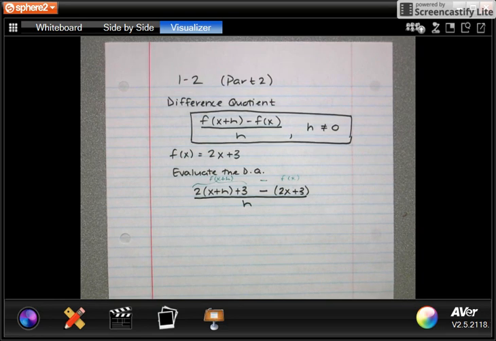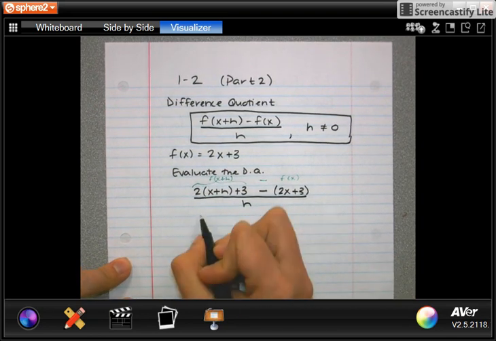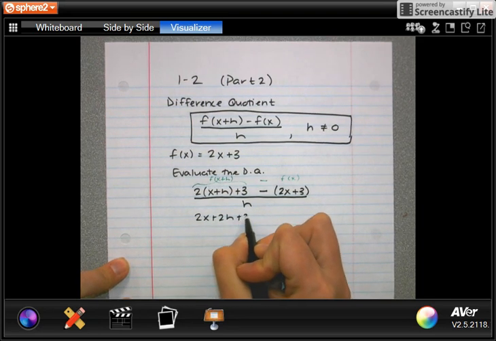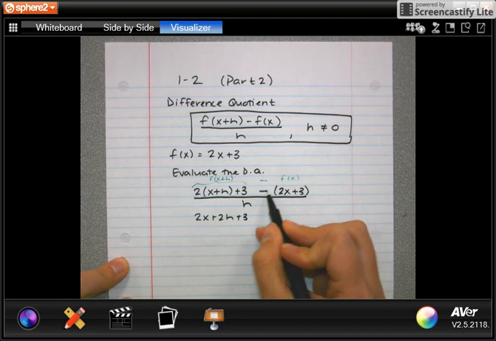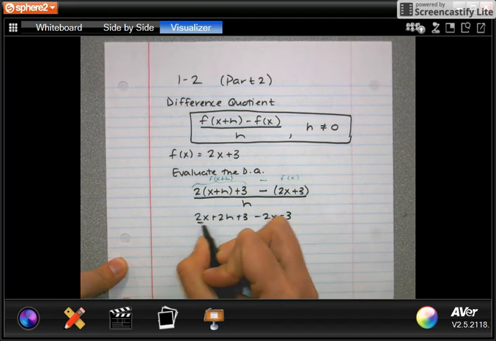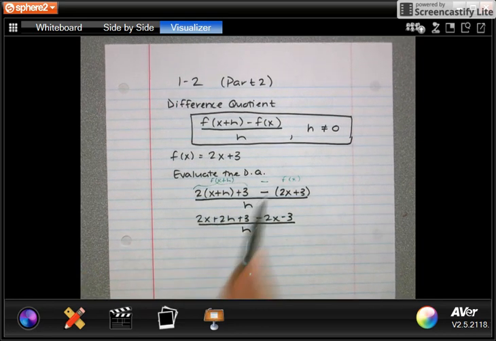So from here, all we're going to do is use some algebra skills to distribute and combine like terms and simplify it. So the first thing I would do is distribute the 2. So that becomes 2x plus 2h plus 3. I'm going to go ahead and distribute this negative sign as well. So it becomes negative 2x minus 3 all over h. I just distributed the 2 and distributed the negative.